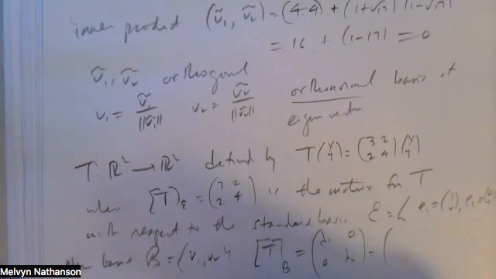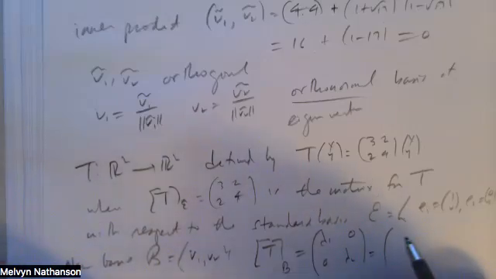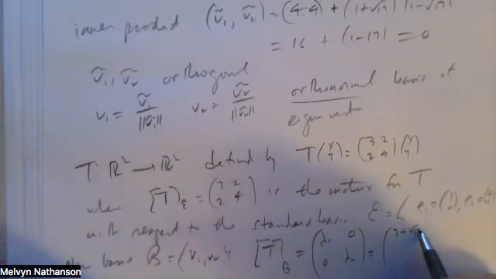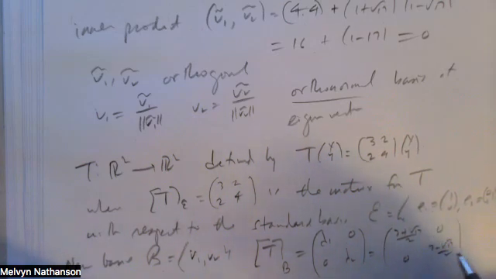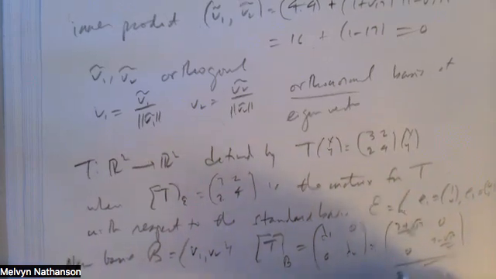So the first eigenvalue is (7 plus root 17) over 2, 0, 0, (7 minus root 17) over 2. We have a diagonal matrix.